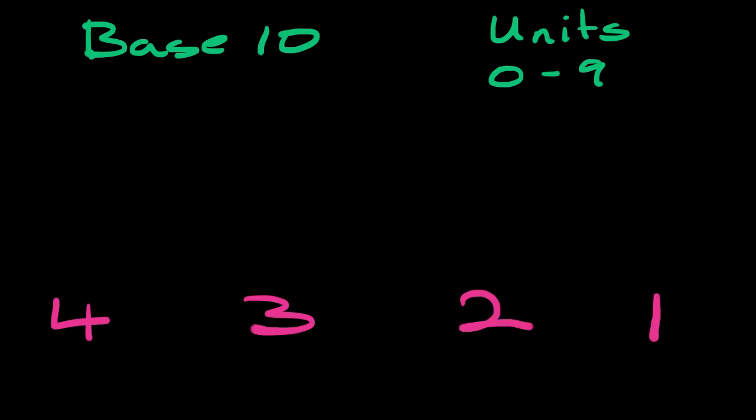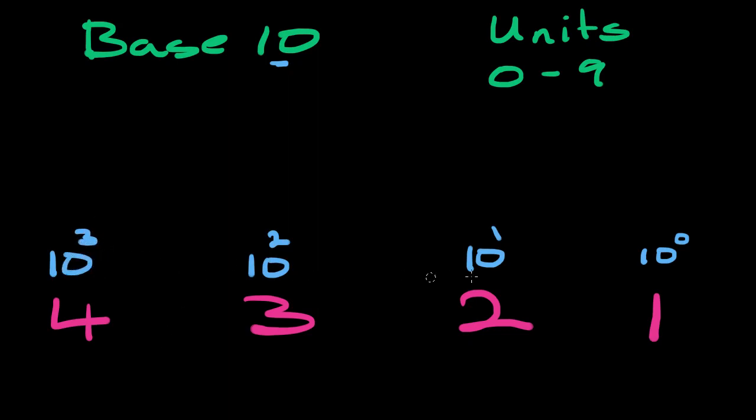Now we all know what this number is, but let's look at it as a mathematician. This column has a value. The value of this column is 10 to the power of 0. Whatever your base is, the column value is that base to the power of some number. The first column is to the power of 0. This is 10 to the power of 1. This is 10 to the power of 2. This is 10 to the power of 3.